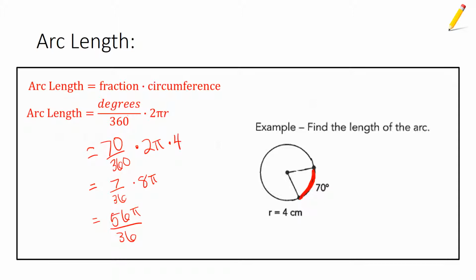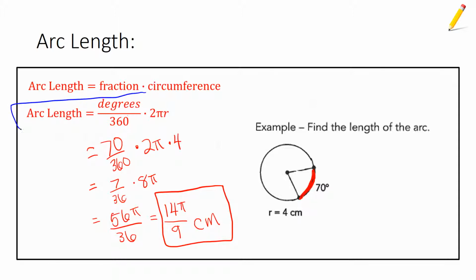But we could keep reducing the fraction, right? 56 over 36 is going to give me 14 pi over 9 centimeters. And we're talking about length, so we're just going to keep it as centimeters, not centimeters squared or centimeters cubed. So make sure you get all that in the little foldable, with the most important part being that formula. Arc length is equal to degrees over 360 times 2 pi r.